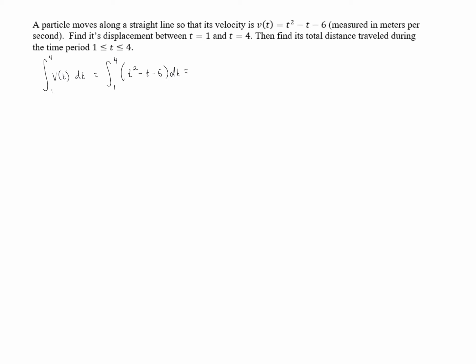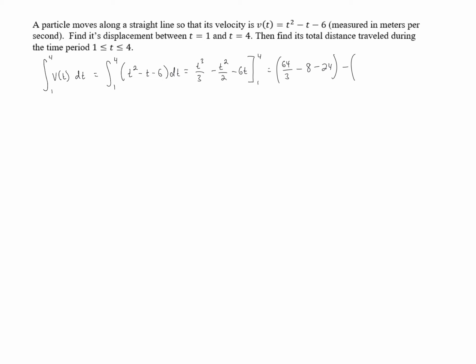And this is a continuous function, so the fundamental theorem of calculus applies, and we can use the second part to integrate here. If we do it term by term, that's going to give us t cubed over 3 minus t squared over 2 minus 6t. We've got to evaluate this at 1 and 4. When we plug in 4, that's going to give us 4 cubed, which is 64 over 3, minus 4 squared is 16, and 16 halves is 8, and then minus 6 times 4 is 24.